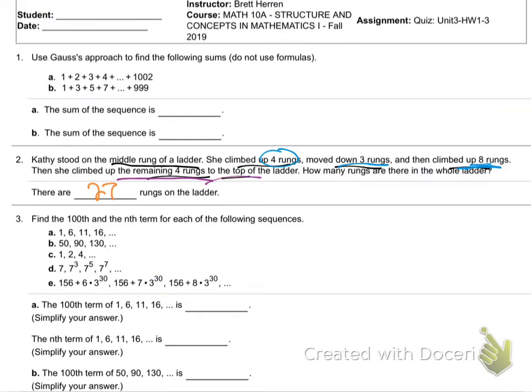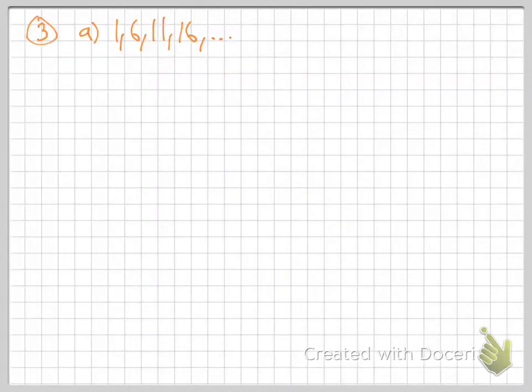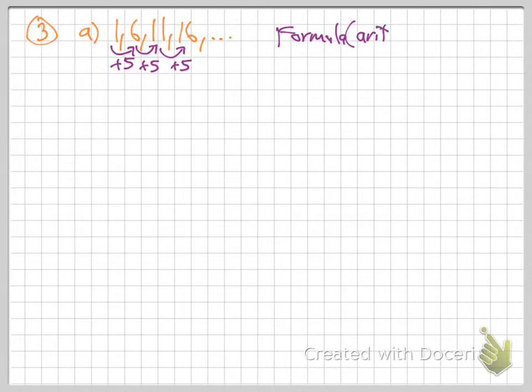All right, so number 3, find the 100th and the nth term for each of the following sequences. Okay, so they want us to find the nth term. Notice this sequence is adding the same number every time, just adding 5 every time. We had a formula from class. This is called an arithmetic sequence, just adding the same number every time.